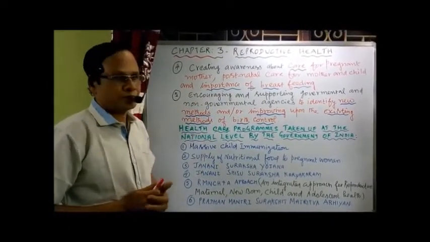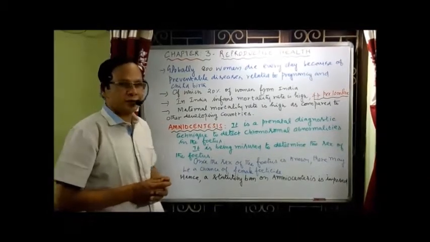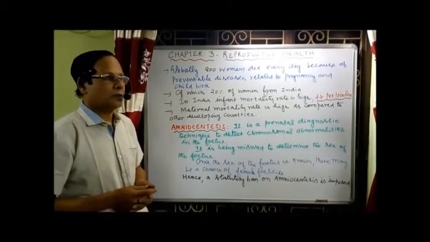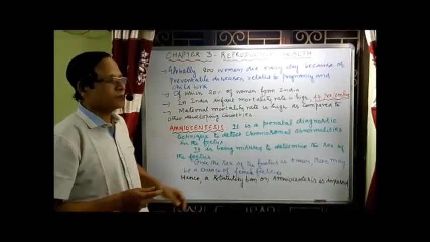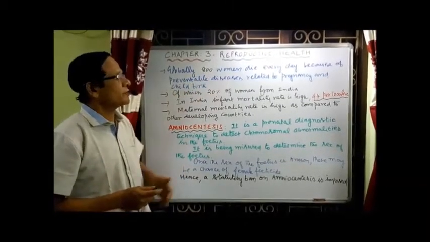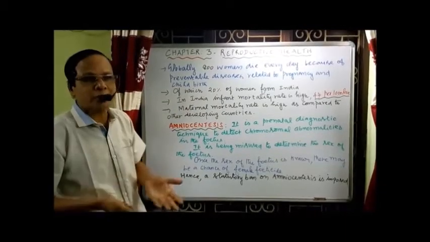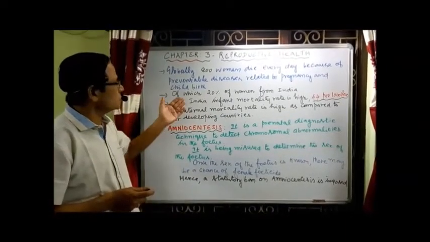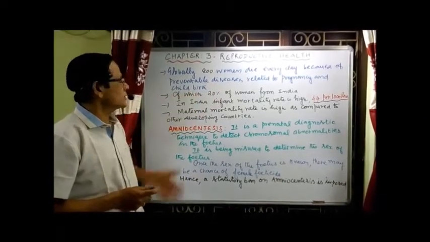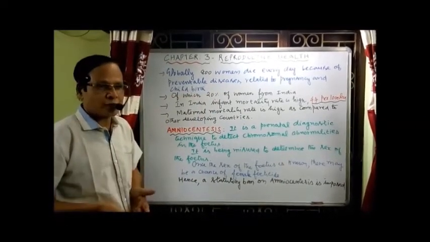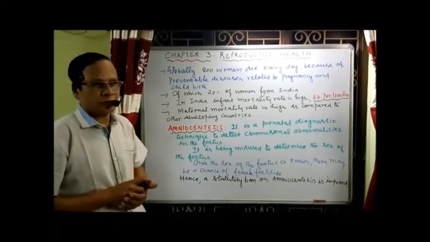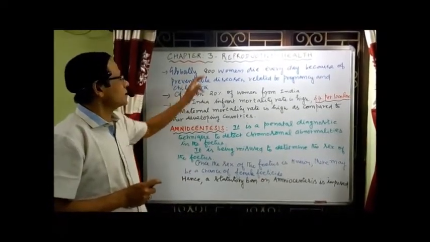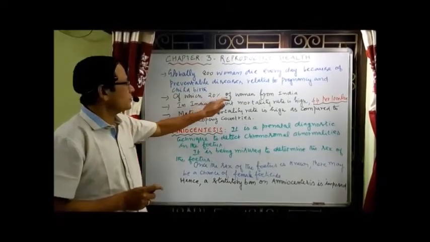I will write it down on the board. Some statistical data is given in the book related to maternal mortality rate. Globally, all over the world, 800 women die every day because of preventable diseases, diseases related to pregnancy and childbirth. Even though they can be prevented, the death rate is there. Of this 800, 20% of women are from India.